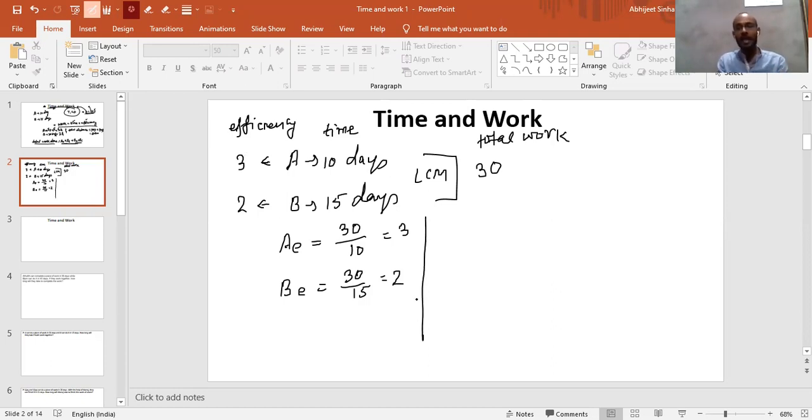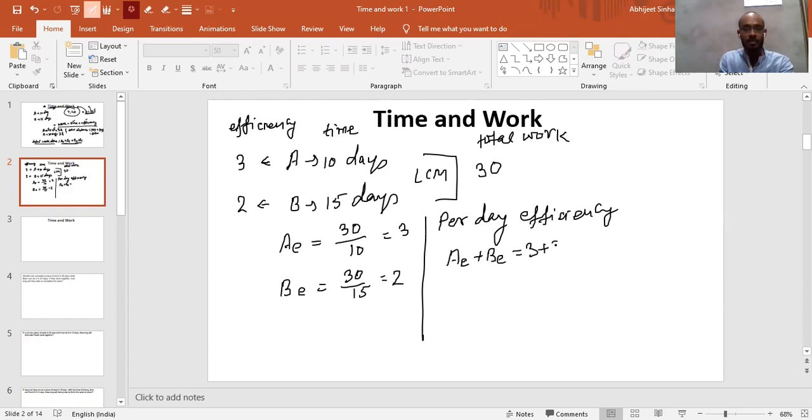Now the question is, when A and B work together, what time will they take, or for how long will they work to complete the work together. So now we need to calculate the per day efficiency of both A and B, because they are working together. The efficiency of A plus the efficiency of B is 3 plus 2, that is 5 units per day. Now the time they will take to complete the entire work is the total work, 30, upon the per day efficiency of both persons, which is 5. So how much time will they take? This is 6 days. Are you getting this?